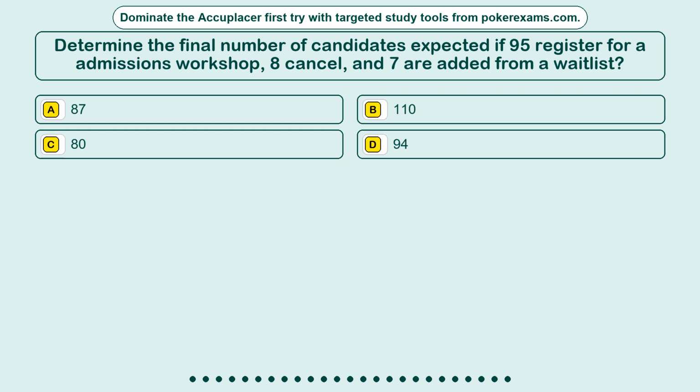Question 1. Determine the final number of candidates expected if 95 register for an admissions workshop, 8 cancel, and 7 are added from a waitlist. Option A, 87. Option B, 110. Option C, 80. Option D, 94.